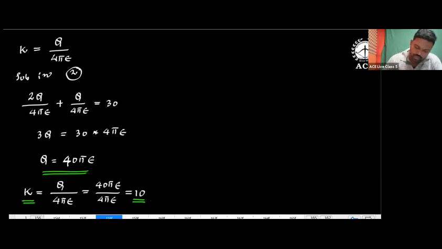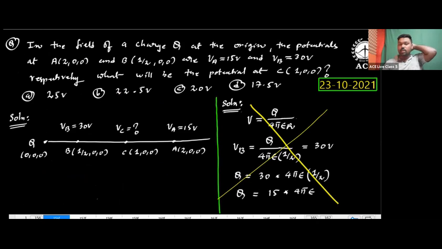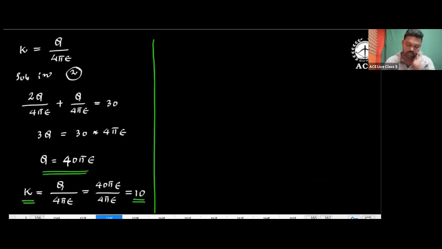Okay. Let us proceed further, beta. What is the question actually you are interested in here? The question here is, you want to find out the potential at point C. What is the potential at point C, beta? Potential at point C is equal to Q divided by 4 pi epsilon into what is the distance? Is 1 plus K.